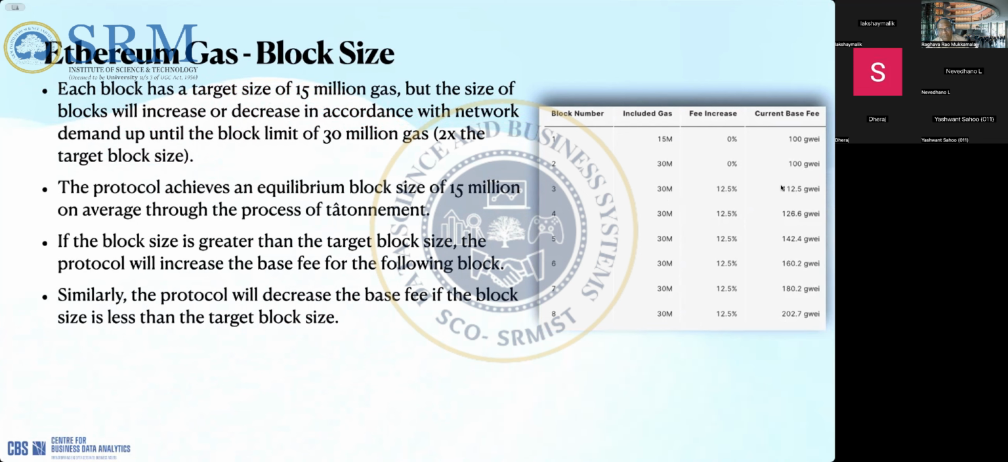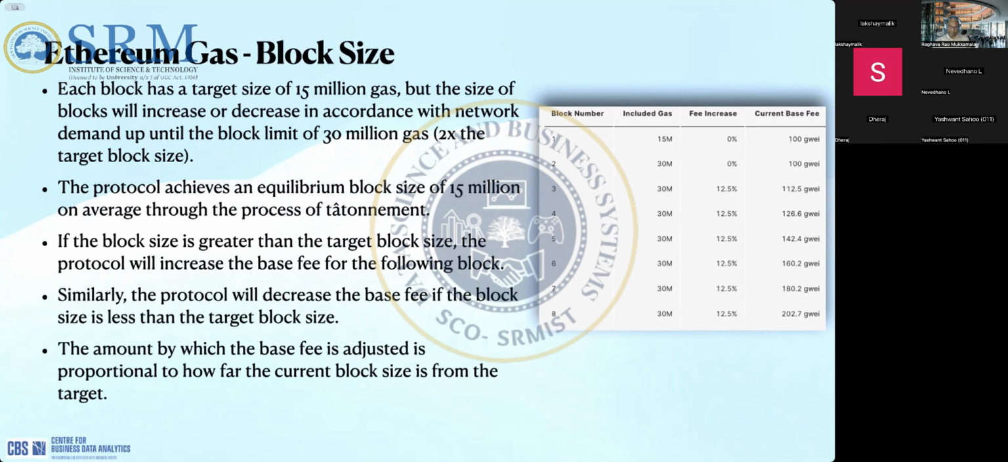So this is nothing but an exponential growth you can see here, right? If we keep on having heavy blocks, for example, 30 million gas and things like that, then you will end up increasing the base fees. That means the people who want to create transactions have to pay more gas fee. If the transactions are not important, they might wait a little so that the gas fee can be reduced, right?